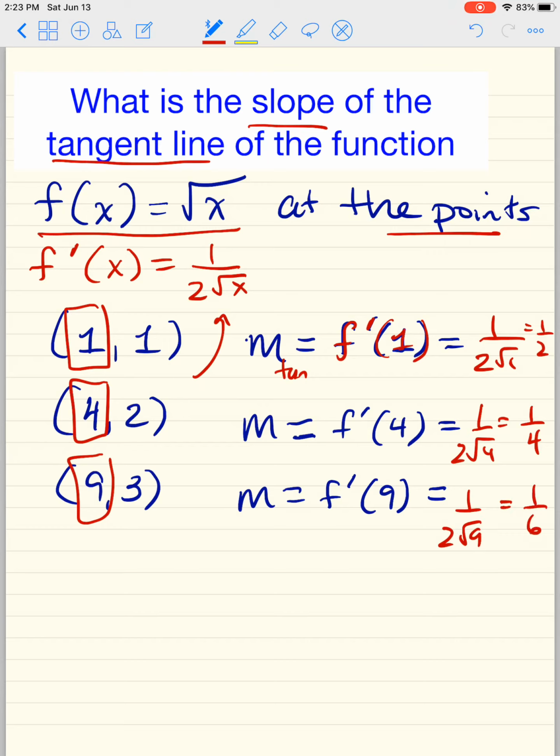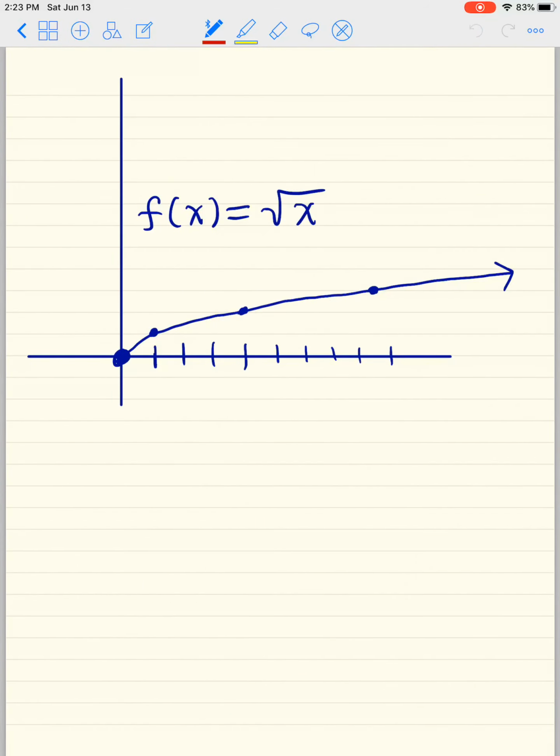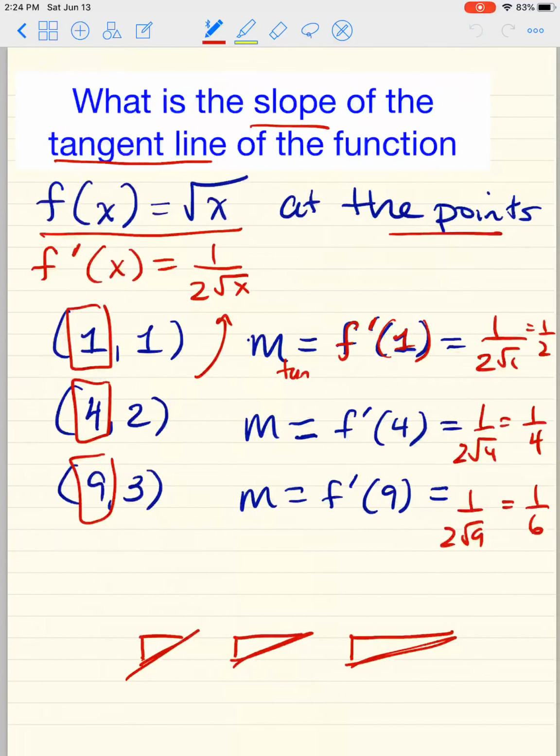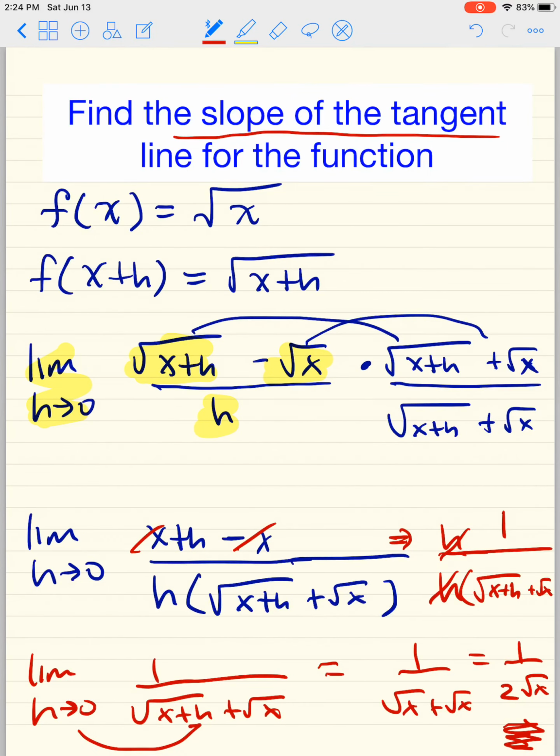That's 1/6. What that means is, for 1/2, you go up 1 over 2. For 1/4, you go up 1 over 4. And then up 1 over 6. So you go like that slope, that slope, that slope. So that's how you do that. But let's take a look at it on the picture. That slope, that slope, that slope. And that's how you find the derivative, by using the definition of a derivative.